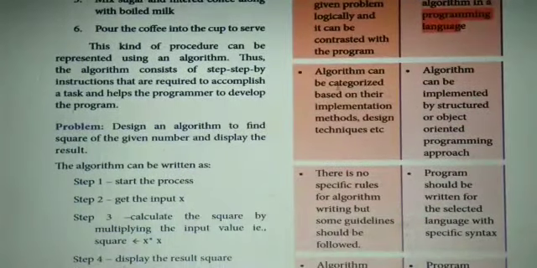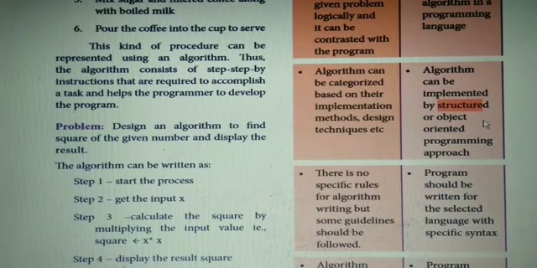Algorithms can be categorized based on their implementation methods and designing techniques. In a programming language, three types of structures were discussed in C++. You know very well, there is structure oriented programming, object oriented programming, and modular programming. These different types of programming are available in a programming language.